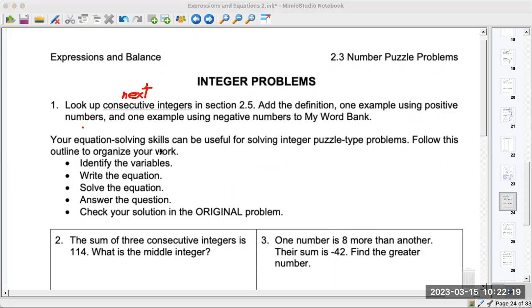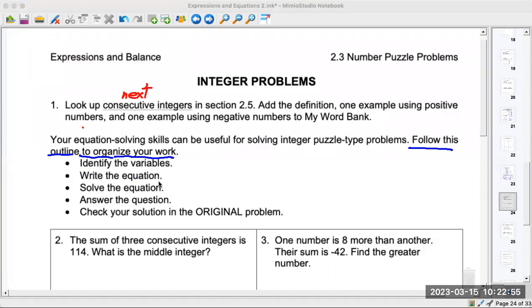Okay, your equation solving skills can be useful for solving integer puzzle type problems. Follow this outline to organize your work, which is the most important thing in math. Here are the steps. Identify the variable. Call it n. So you say let n equal a number. I'm just giving you an example. It could be any letter, X, Y, whatever. You're assigning a variable.